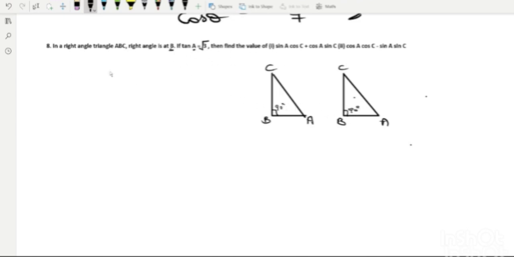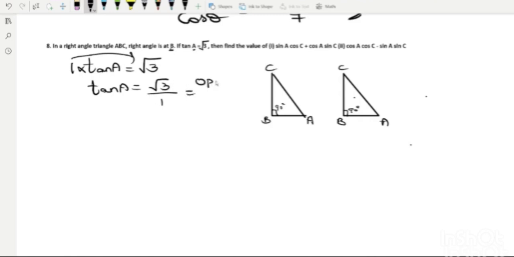So the given value is tan A equals root 3. So you can write it as 1 into tan A equals root 3. If you shift the value here, the one which is in multiplication becomes division, or else you can simply write it as root 3 divided by 1. So we know that the formula for tan A would be opposite side divided by adjacent side.